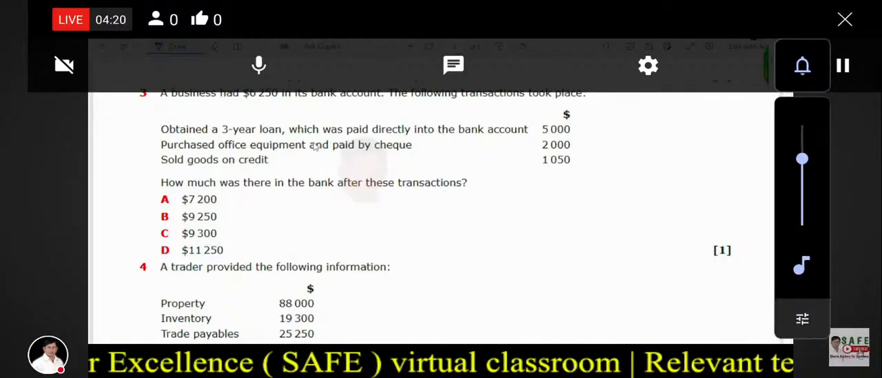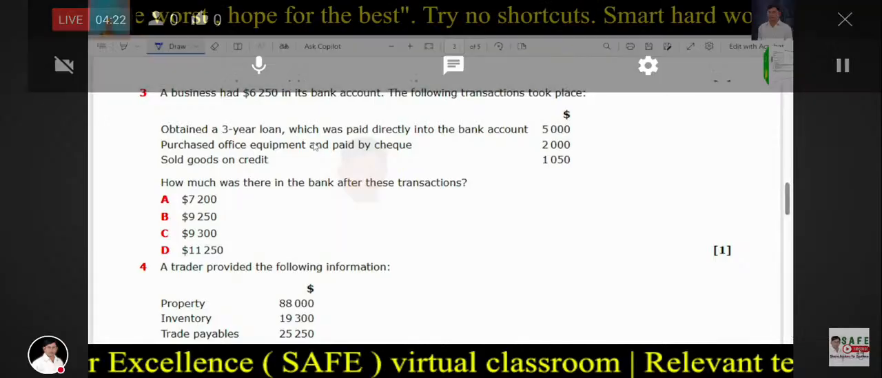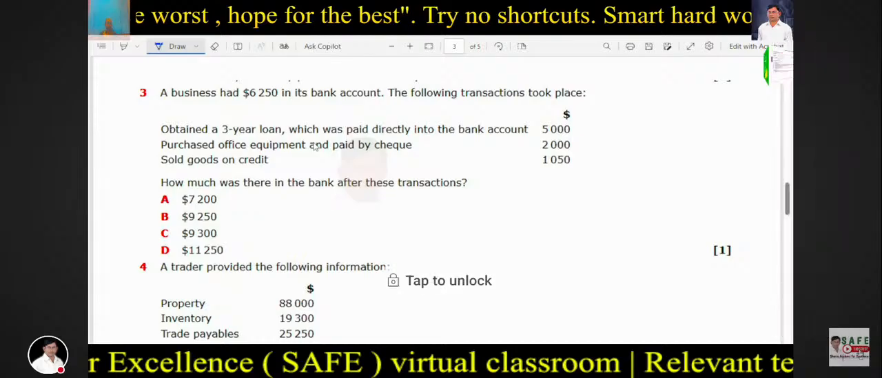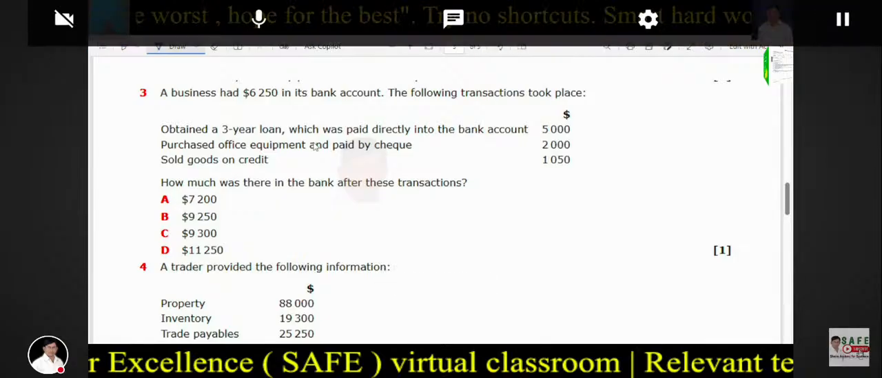1000. Sold goods on credit 1050. How much was there in the bank after these transactions? So basically you need to calculate the bank balance.